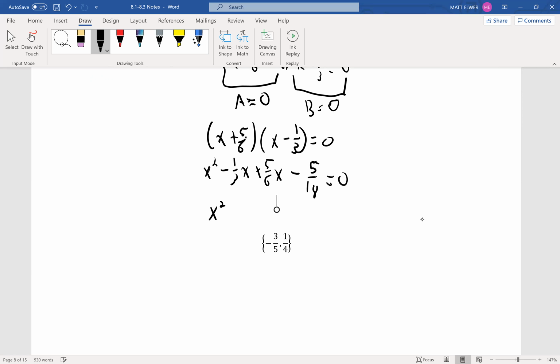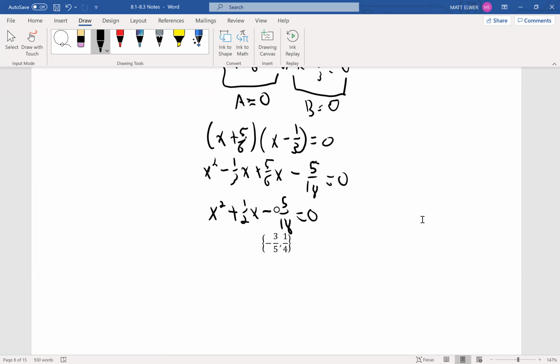So we have x squared. This is the same thing as negative 2 over 6, right? So negative 2 over 6 plus 5 over 6x. We get what? 3 over 6, or 1/2. So we get x squared plus 1/2 x minus 5 over 18 is equal to 0, right? That is our quadratic equation.